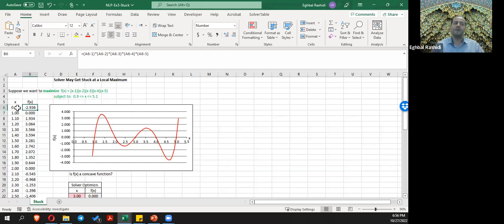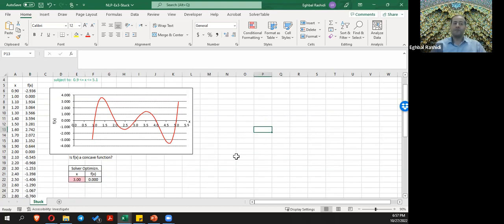So this is x minus 1 multiplied by x minus 2 multiplied by x minus 3 multiplied by x minus 4 multiplied by x minus 5. And then it has been computed for all these values. So I have x and f(x) for all of these values, which goes almost up to 50. All right, so we want to use the solver to solve it.